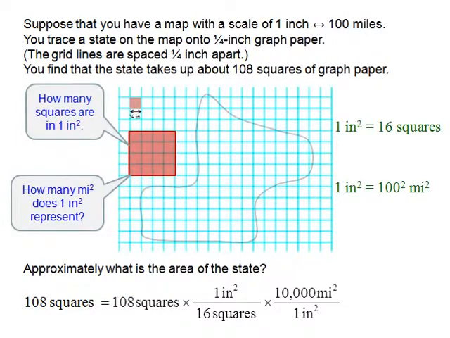Okay, let's do the unit fraction method. 108 squares is the same as 108 squares times a unit fraction, which is 1 inch square is equal to 16 squares, right? So that will form a unit fraction. Another unit fraction will be 10,000 miles square divided by 1 inch square, which also equals 1. That is the conversion from the map to the actual size. So if we cancel the squares and squares, we cancel the inch and inch squares, we will end up with mile square. And if we do the division and multiplication, we will again get the same answer.